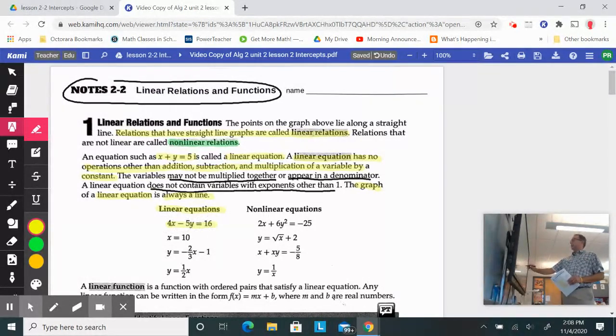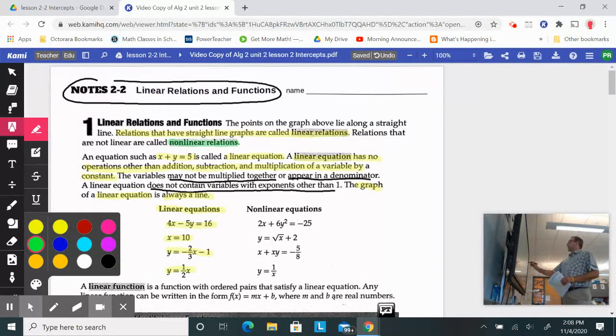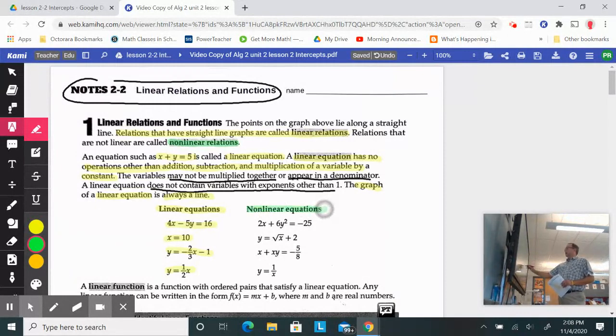The linear equations can look like this: 4x minus 5y equals 16. X equals 10. Y equals negative 2/3 x minus 1. Y equals 1/2 x. Now on the other side, these nonlinear equations, notice this one has a variable with an exponent that's not a 1. It's a 2. That's not going to be linear. It's going to be a curve.